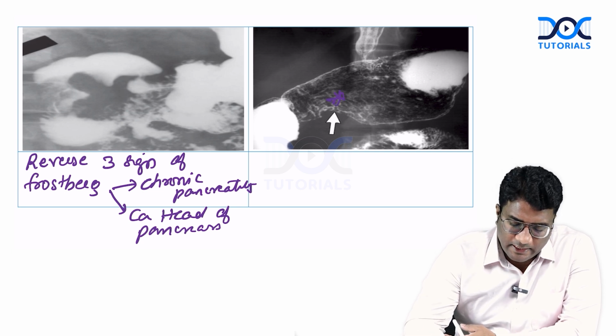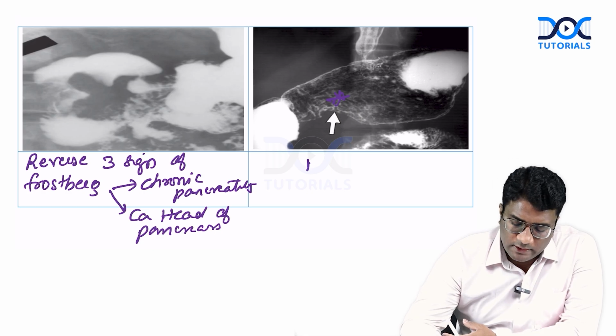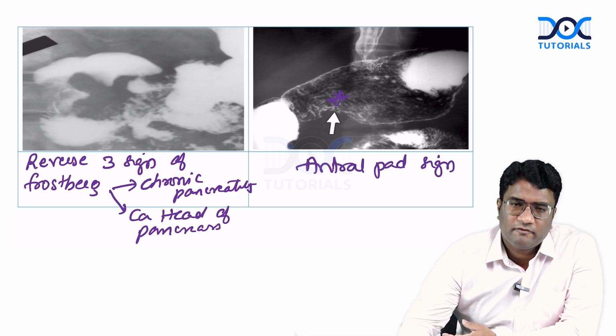And what is this barium study showing you? There is indentation at the antrum of the stomach. What do you call this? This is the antral pad sign. Antral pad sign, also seen in CA head of pancreas.